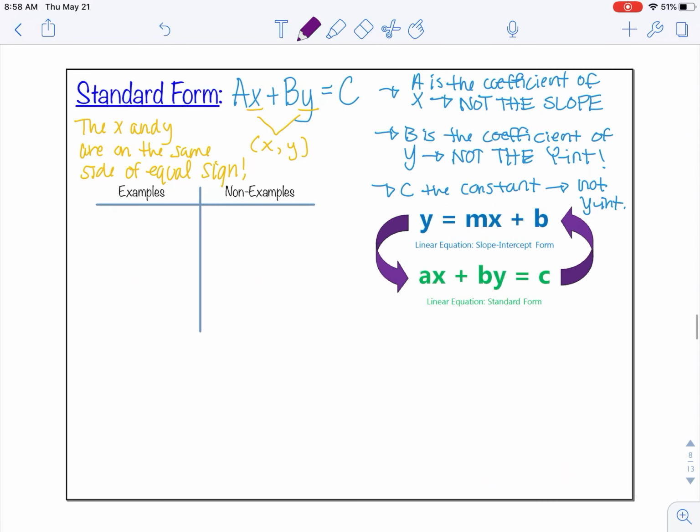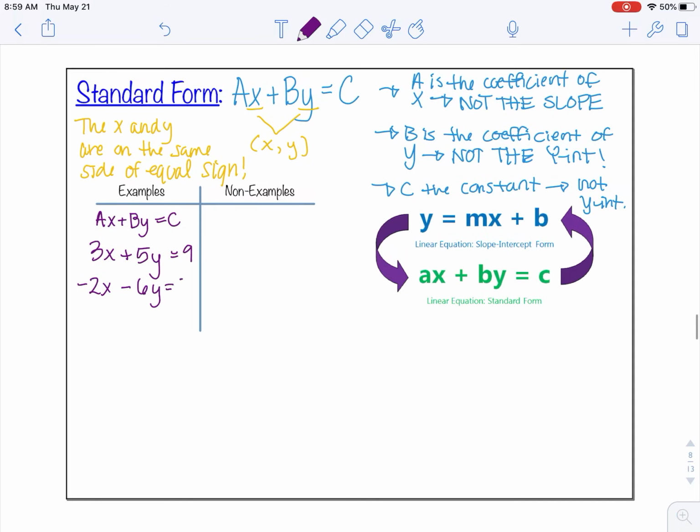So, some examples of things written in standard form. Well, we have ax plus by equals c. We have 3x plus 5y equals 9. Negative 2x minus 6y equals 3. We have negative 7x plus 4y equals 2. We have x plus y equals negative 4. And we have x minus 2y equals 15.